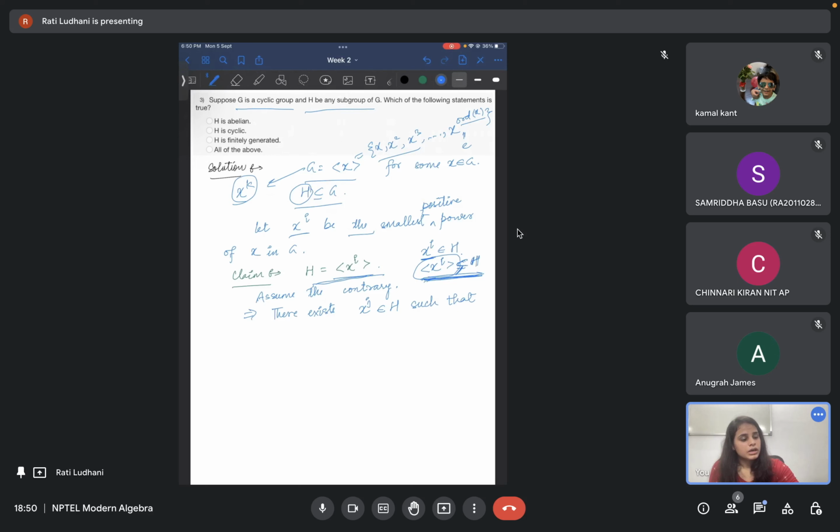That means if we are saying these are not equal, that means there exists some element in H which is not in this, right? So there exists some element of H, that means it will again be some power of X, because all the elements of the bigger group G are the powers of X. So there exists x raised to power j in H such that x raised to power j does not belong to this set. So what we are saying, we know that this is contained for sure, right? This is contained, but we are saying this is not equal.